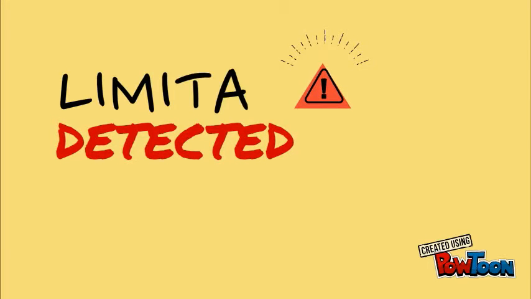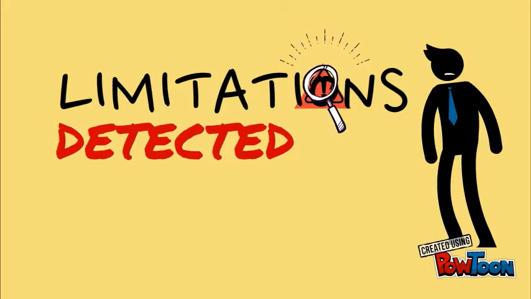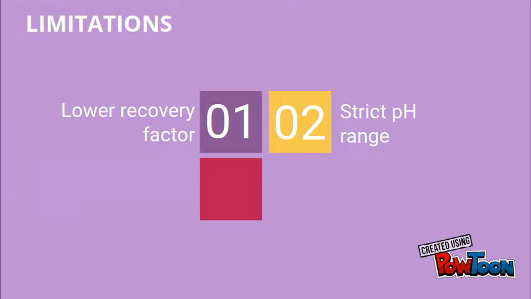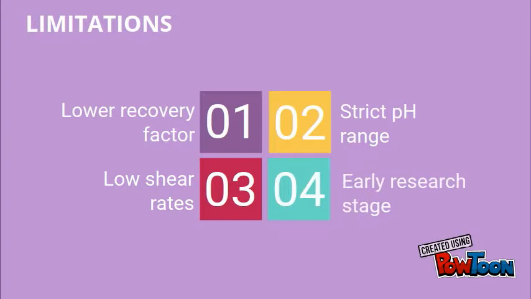Apart from various advantages from using PTC as a coagulant, there are still some limitations. First, PTC flocs require careful handling during the separation process due to their low recovery factor. Next, PTC coagulants need to be processed in strict ranges between 5 and 9 pH. Also, the process is operated under low shear rate conditions. And lastly, PTC coagulant is only in early research stages.